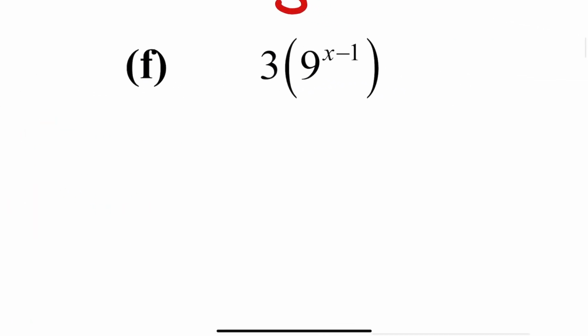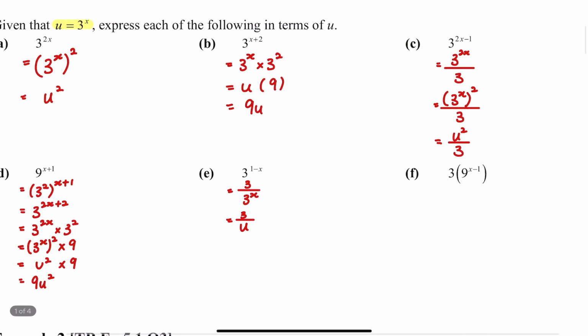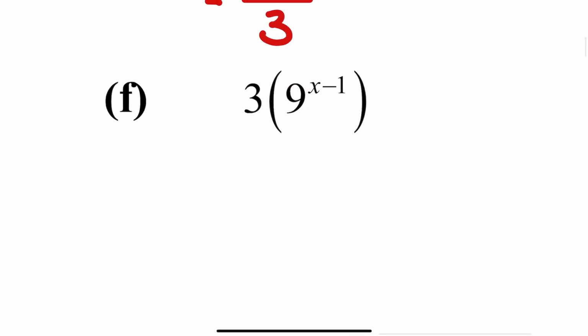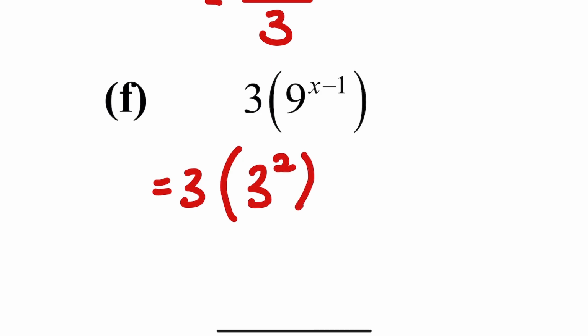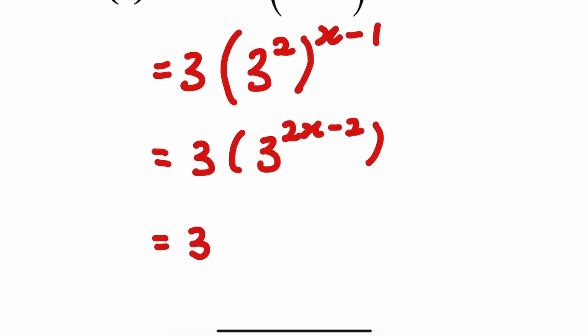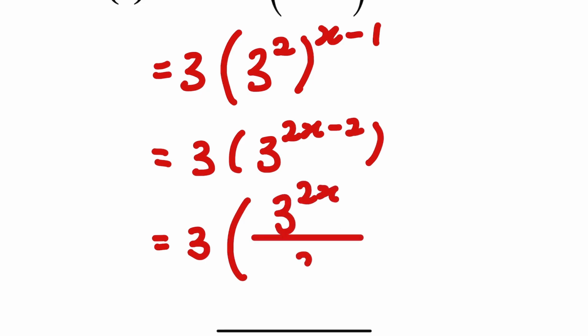If I have 3 times 9 power x minus 1, okay, remember, in order to use the substitution u equals 3 power x, I need to turn this 9 into something which has base 3. So we know that this is equal to 3 times, I know that 9 can be rewritten as 3 squared, then the whole thing power x minus 1. I continue to simplify. This is 3 times 3 power 2x minus 2. Continue to simplify. We know that this is the same as 3 times 3 power 2x over 3 squared. Okay.